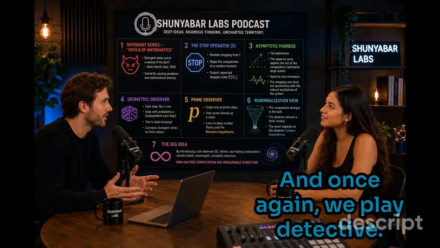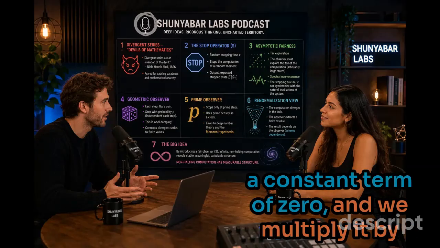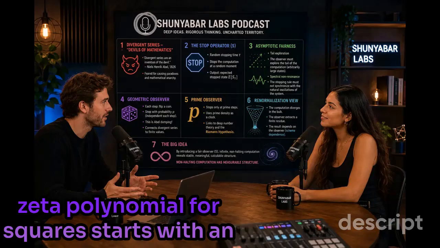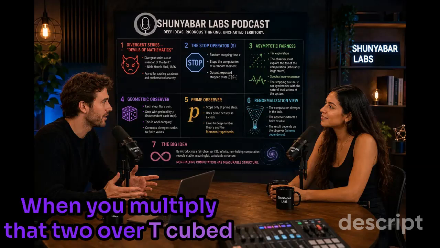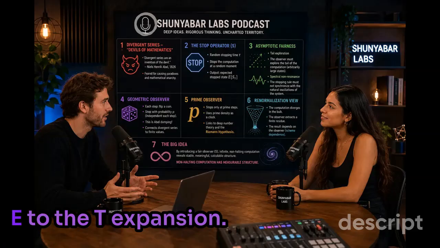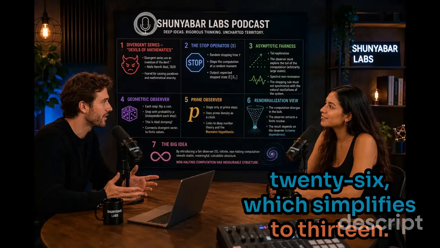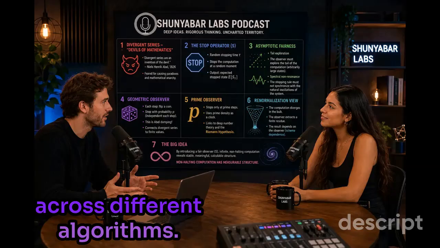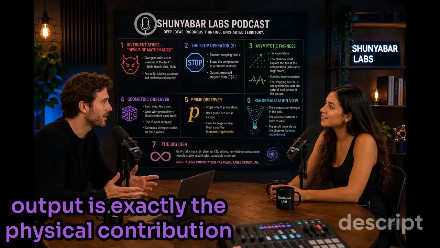And once again, we play detective. Where did the 13 come from? We take the classical zeta series, which has a constant term of 0, and we multiply it by the observer's exponential weight shift, e to the t. The zeta polynomial for squares starts with an explosive term of 2 divided by t cubed. When you multiply that 2 over t cubed by the t cubed over 6 term from the e to the t expansion, the t cubes cancel out. 2 multiplied by 1/6 is exactly 2/6, which simplifies to 1/3. It matches perfectly every single time across different algorithms. The discrepancy between the classical pure math and the STP operator's output is exactly the physical contribution of the observer's survival shift.